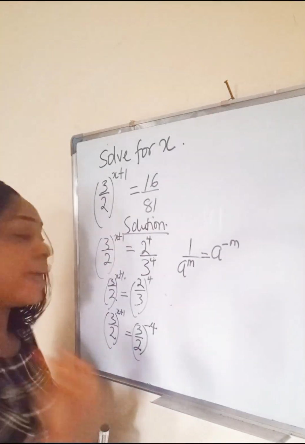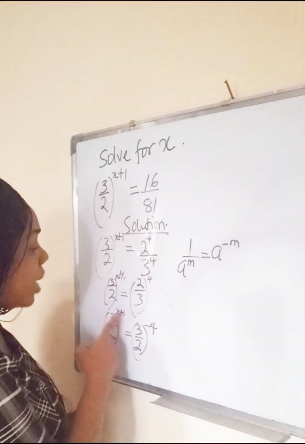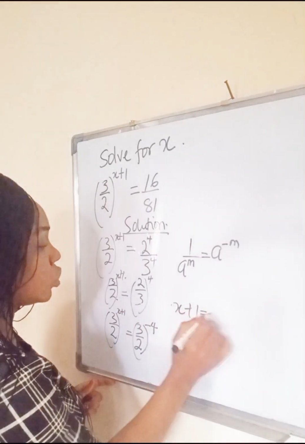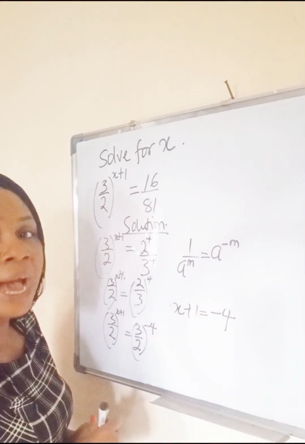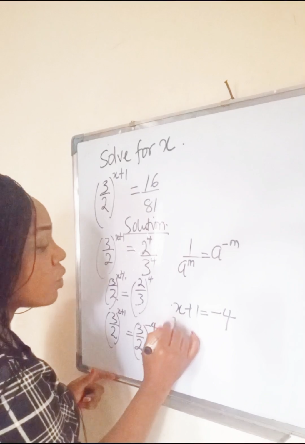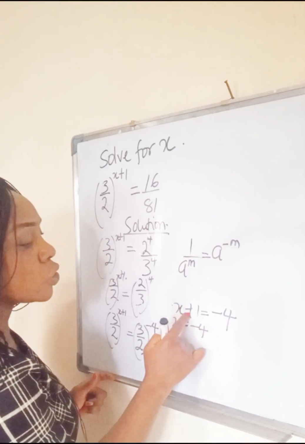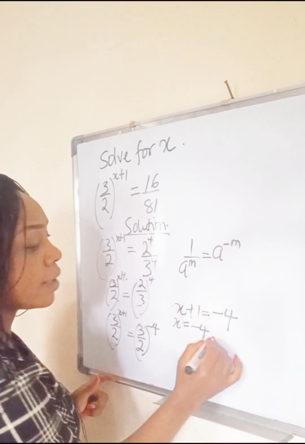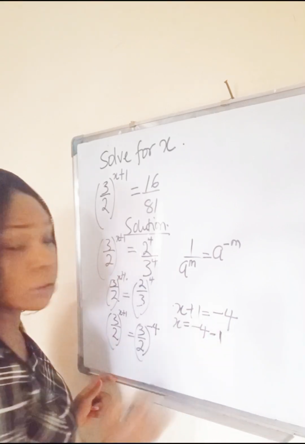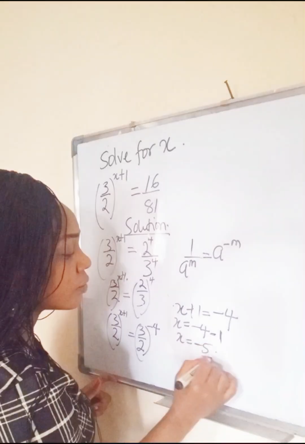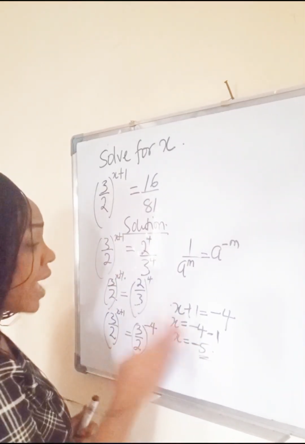So we can go ahead and equate the powers. It will now be x + 1 = -4. Now we bring like terms together. So x is equal to -4 minus 1, since positive 1 crossing over becomes negative 1. So x is equal to -5. So our value of x is negative 5.